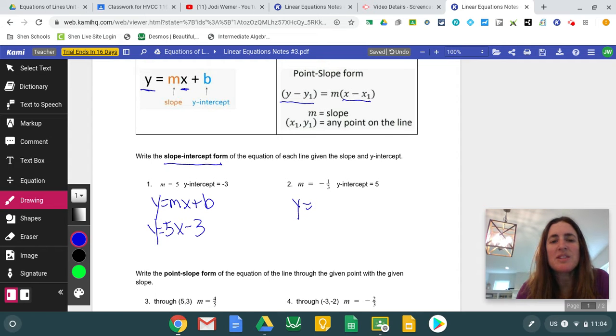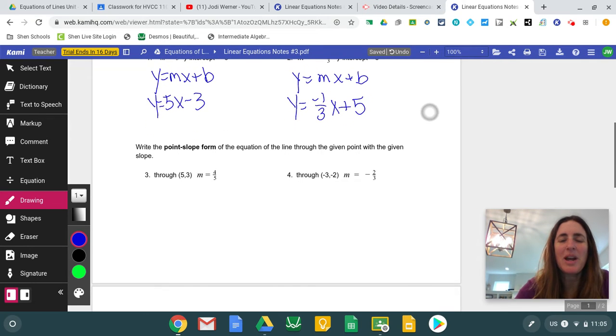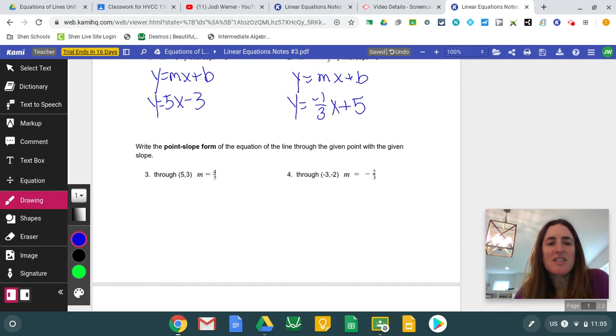Y equals mx plus b, another slope intercept. I've got y equals -1/3, because slope is a fraction, x, and then it's going to be plus the b. Done. Look how easy that is. It's great. Okay. So now our next one says write the point slope form.